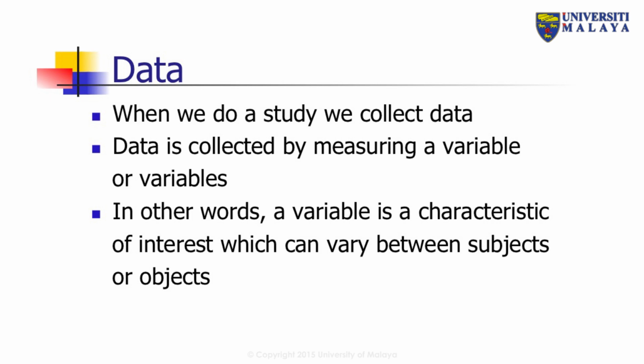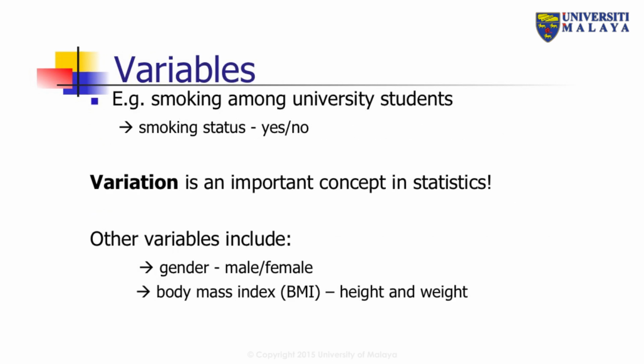Data is collected by measuring a variable or a group of variables. A variable is a characteristic of interest which can vary between subjects or objects. In our previous example, the information that we are interested in is the smoking status among this sample of university students that we selected. In this case, smoking status is a variable. Smoking status between students will vary or be different because some students smoke while others do not smoke. In other words, there is variation in the characteristic that we are interested in between these students.